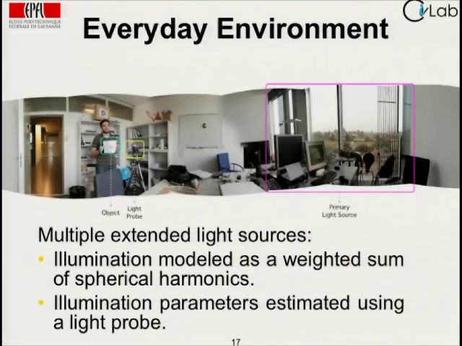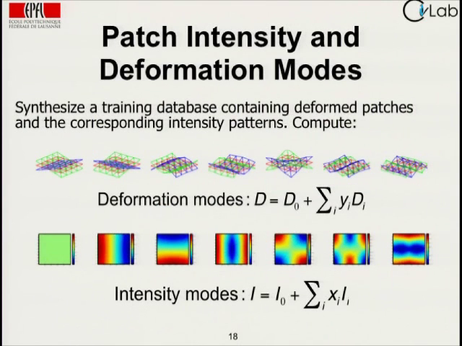And then what we wanted to do is, given this lighting model, and given the image of the sheet of paper that we have, what can we say about this shape? So it's essentially shape from shading, but without some of the simplifying assumptions.